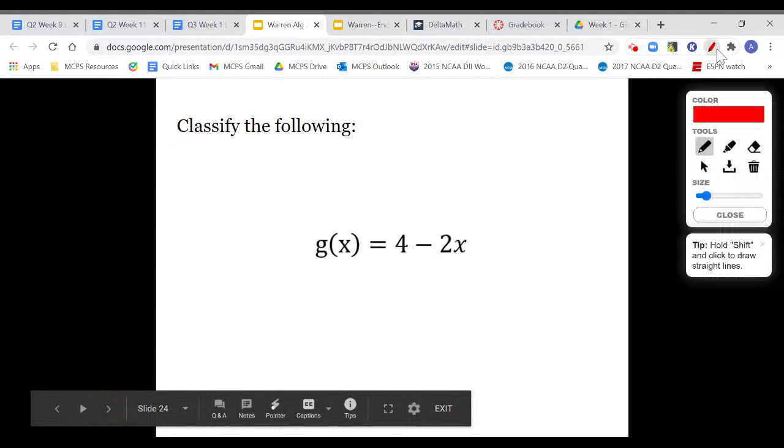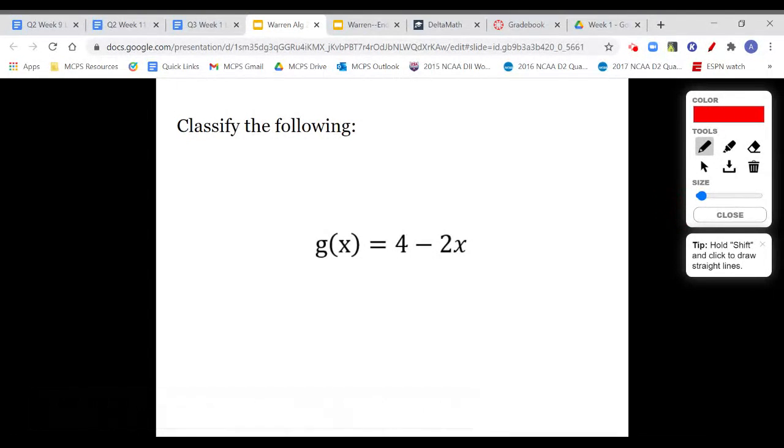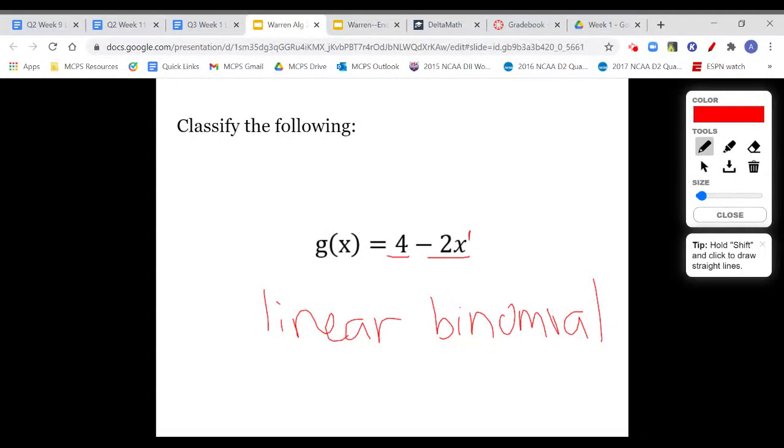Okay. This one here, I'm again looking to start by classifying by degree. Okay, what type of function is this? Well, I have a constant, but then I also have this negative 2x. So essentially this exponent is just 1 because there's nothing written there. This is the equation of a line, so this is a linear function. Okay, and I underlined both my terms. I have 2 terms there. So because it's 2 terms, this is what we would call a linear binomial.